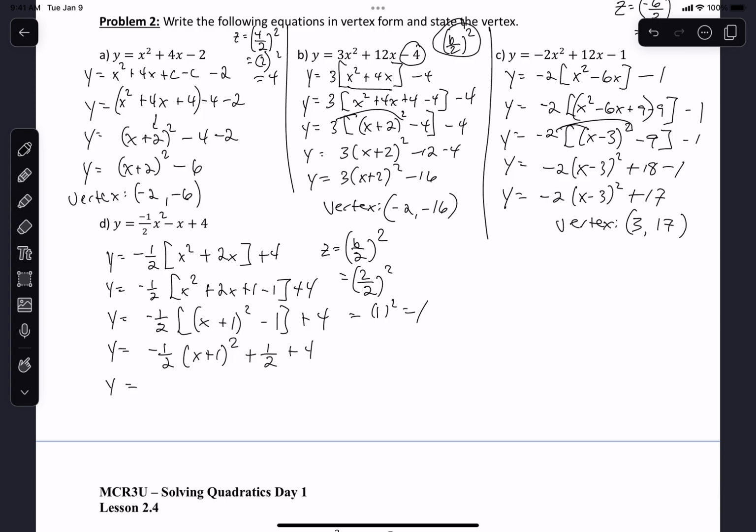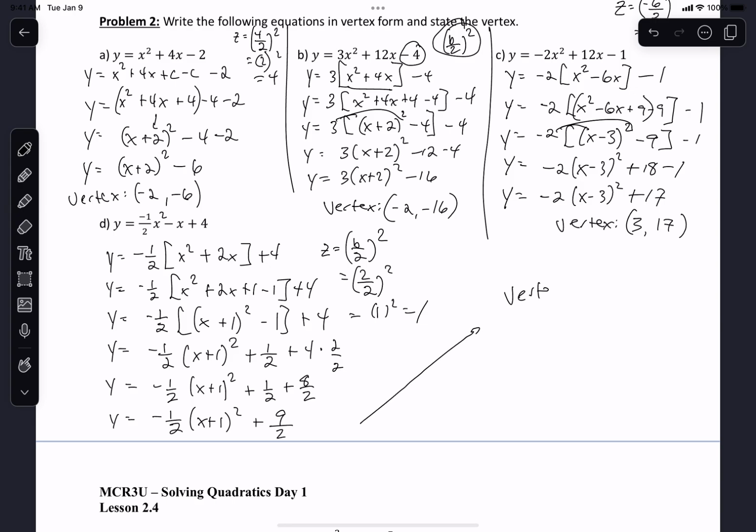And then we're going to need to create a common denominator here over 2. So we're going to get negative a half x plus 1 squared plus 1 half plus 8 halves plus 9 halves. Okay, and so the vertex for this question is going to be negative 1 and 9 halves, which would be 4.5.